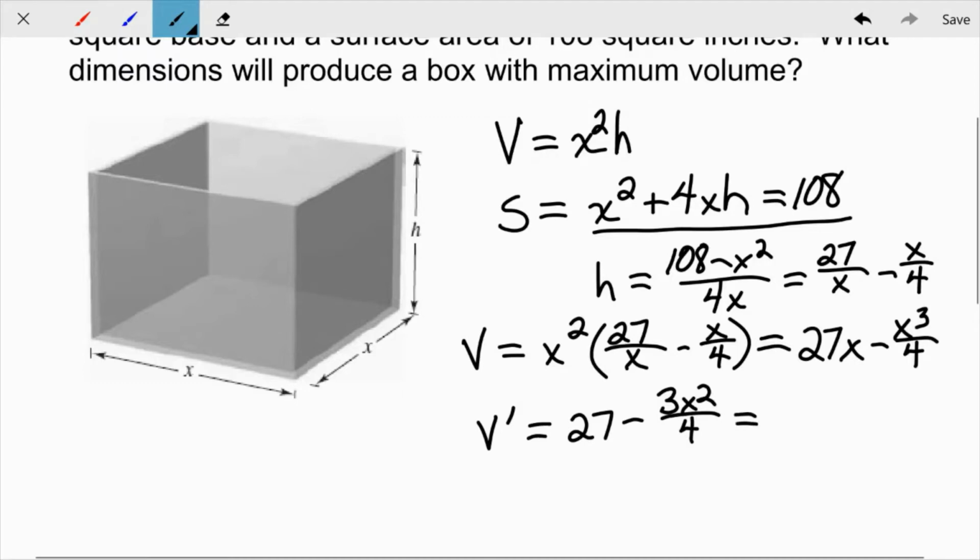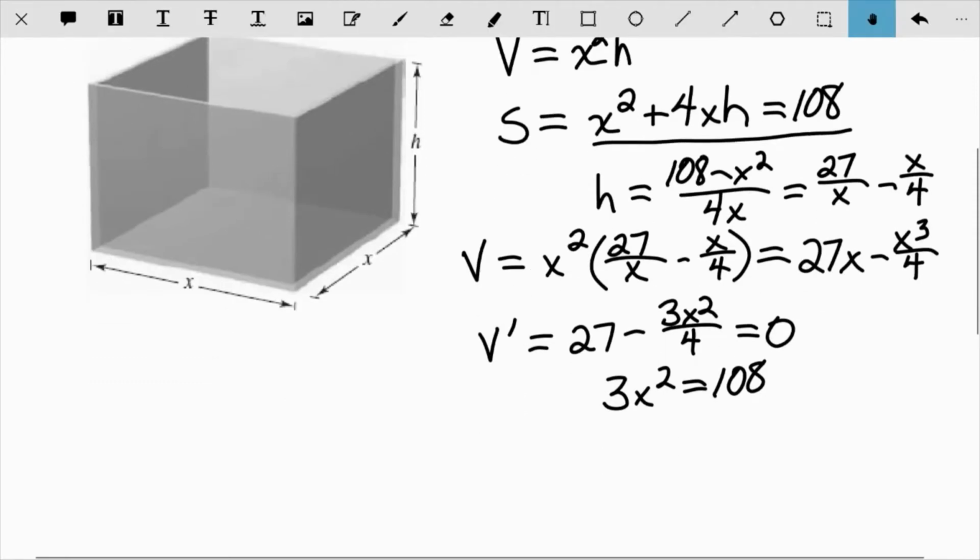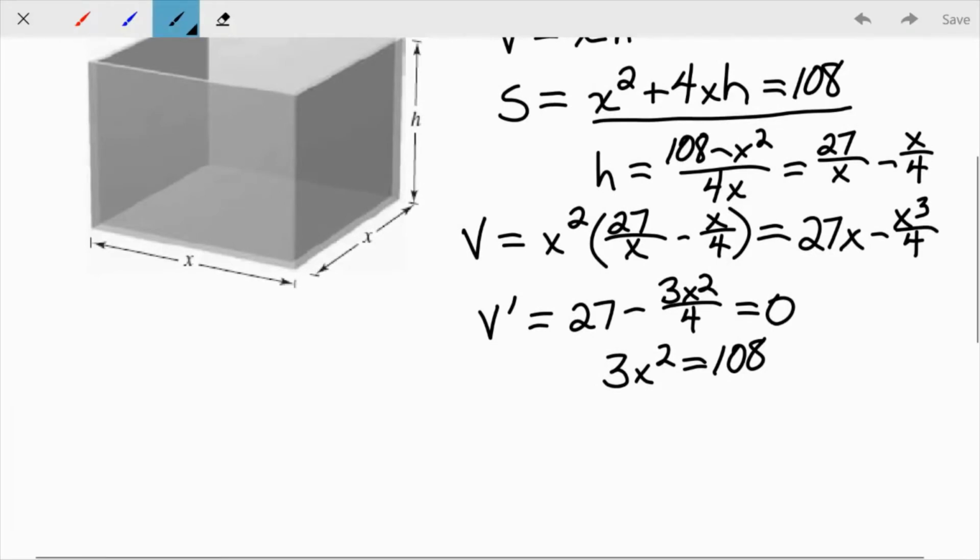And I'm going to set that equal to 0. I'm trying to find critical points. So this is the same as 3x squared is equal to 108. And when I solve that out, what I would end up with is x is equal to plus or minus 6. Now, when you first look at that, it appears that we have two critical points. But since we're in a problem-solving scenario, keep in mind what x represents. x is the length of a side. So there's no way x can be negative. So that negative 6 is not something that I really need to deal with.